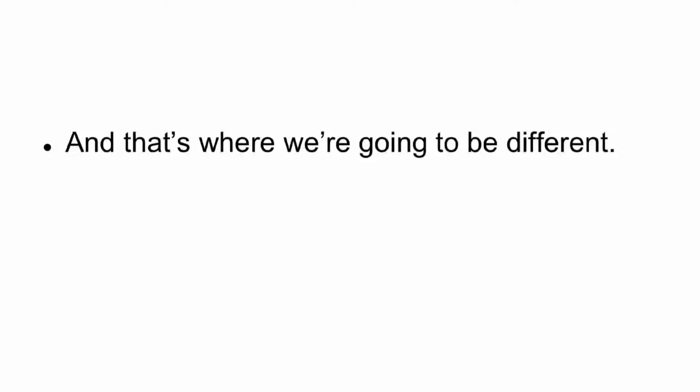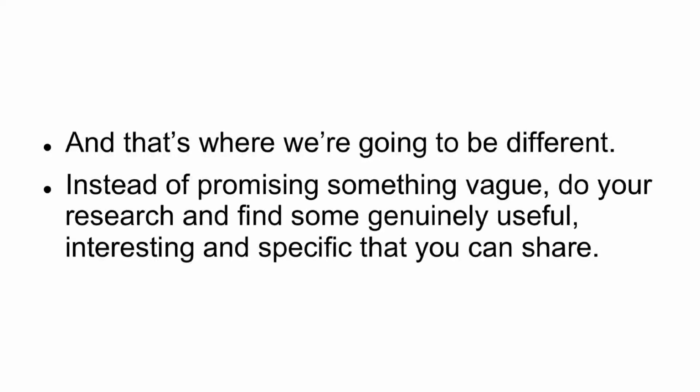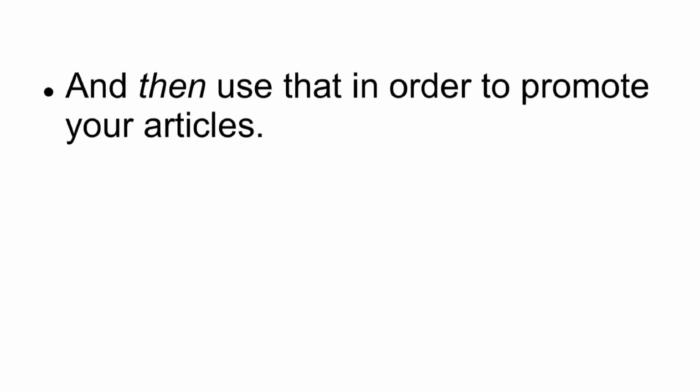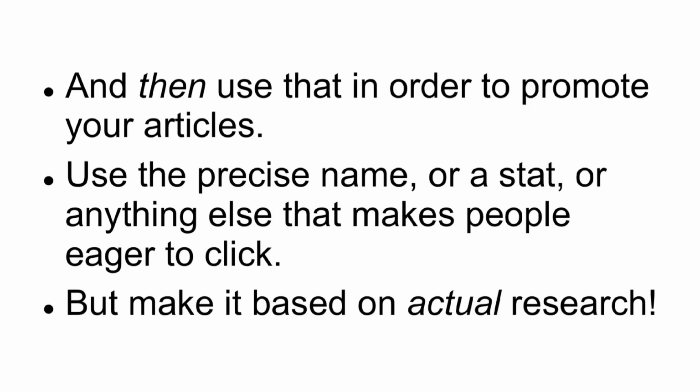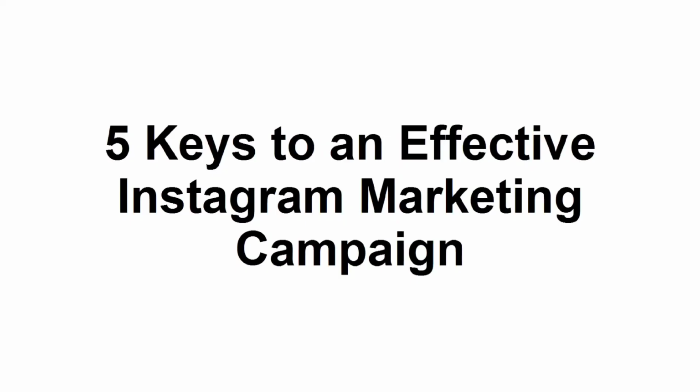And that's where we're going to be different. Instead of promising something vague, do your research and find something genuinely useful, interesting, and specific that you can share. And then use that in order to promote your articles. Use the precise name or a stat or anything else that makes people eager to click. But make it based on actual research. 5 keys to an effective Instagram marketing campaign.